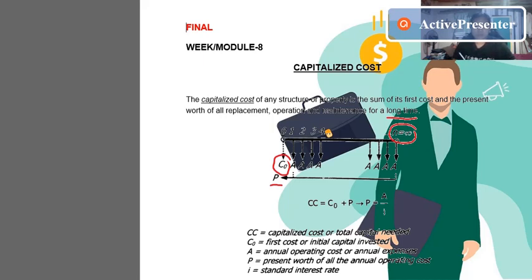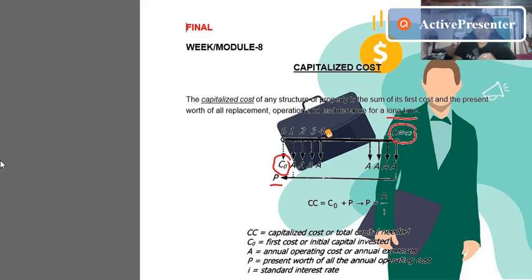So to solve for the capitalized cost, our formula will be CC is equal to C0 plus P, where P is equal to A over I. C0, as we know from our last topic, is the first cost or the initial capital invested. P is the present worth of all the annual operating costs. A is the annual operating costs or annual expenses. And I is the standard interest rate.